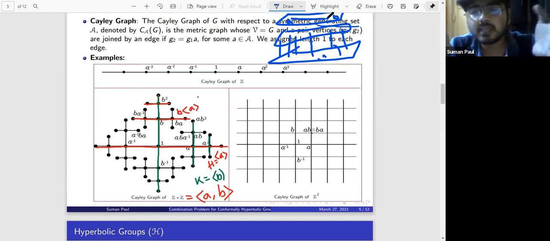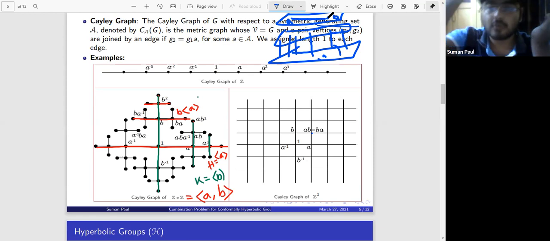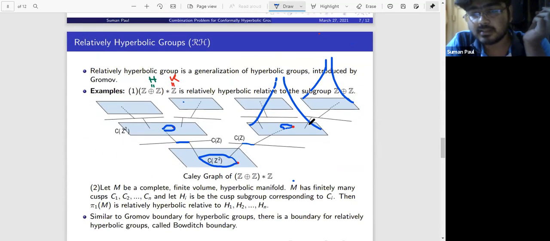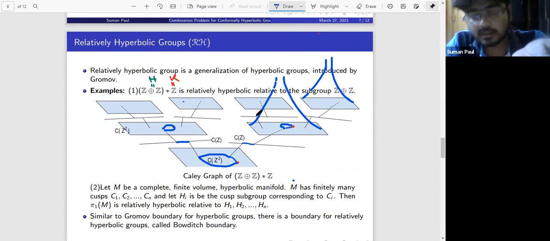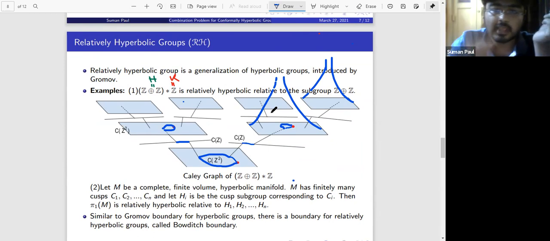So basically what we do, we shrink this plane as we go above. So that's why I draw something like this. At each stage, at each integer, there is a plane, but it gets shrunk as we go above.